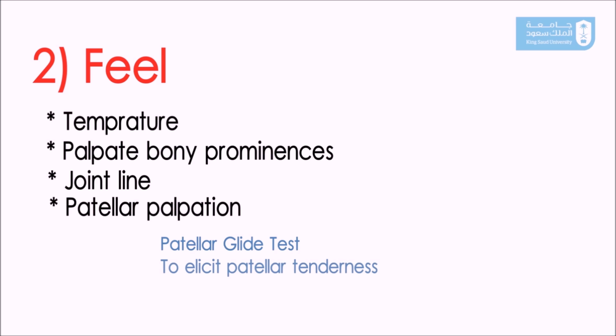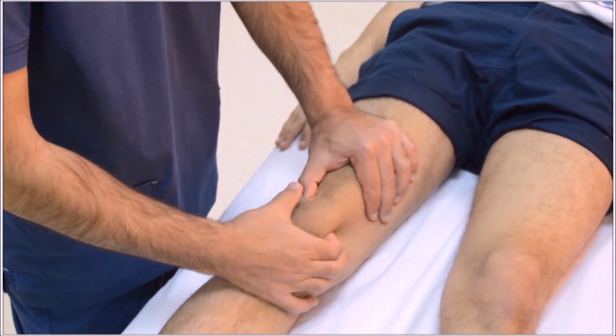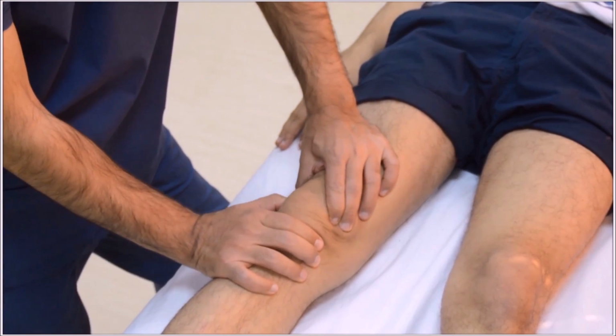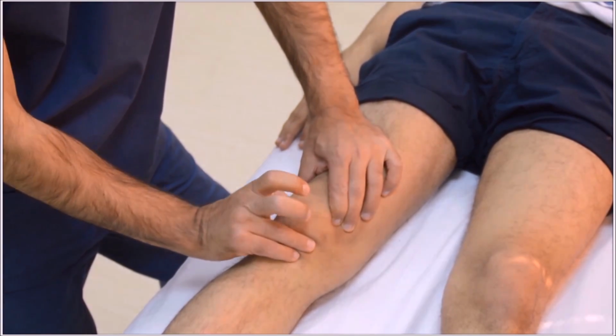To elicit patellar tenderness, shift the patella to one side with one hand, and with the other hand, work your index finger or thumb under the patellar facet as far as possible and press upwards. Look at the patient for signs of discomfort. Do the test for the other side.